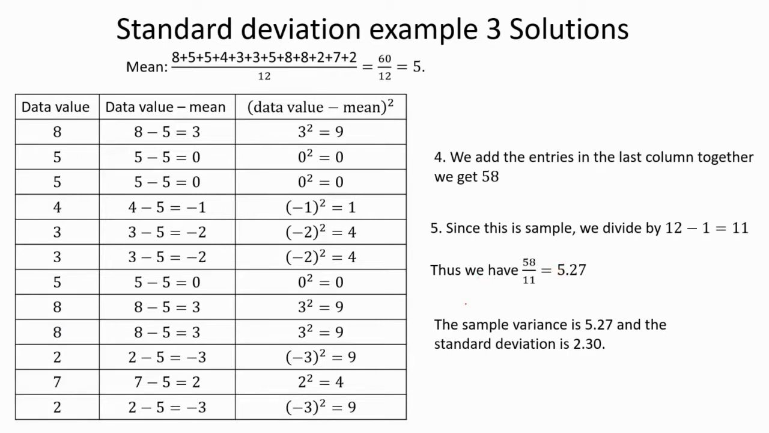Now for the standard deviation, remember, what we do is we take the square root, just like before. I know I didn't write it in, but I'm writing it in now. And if you do that, you get about 2.30.